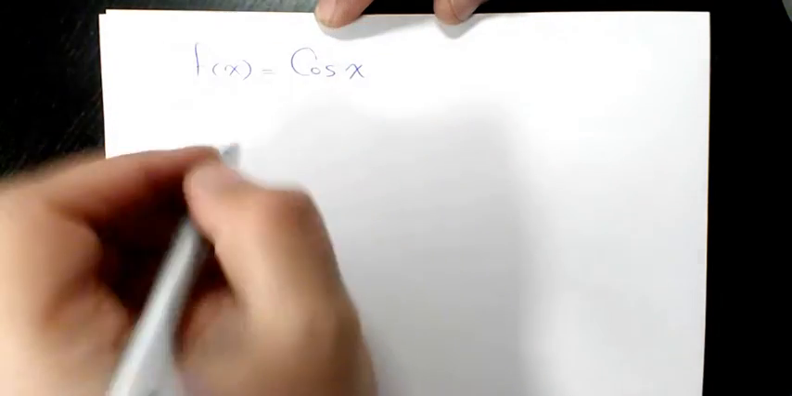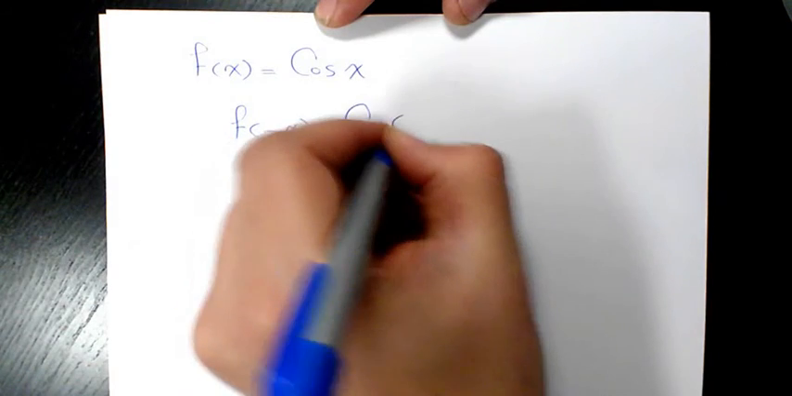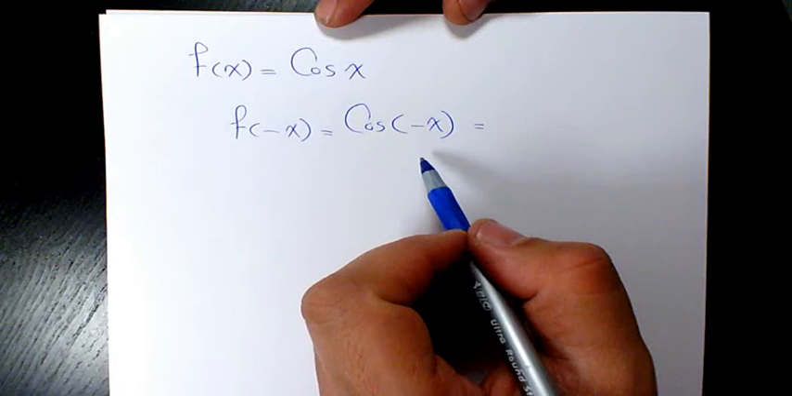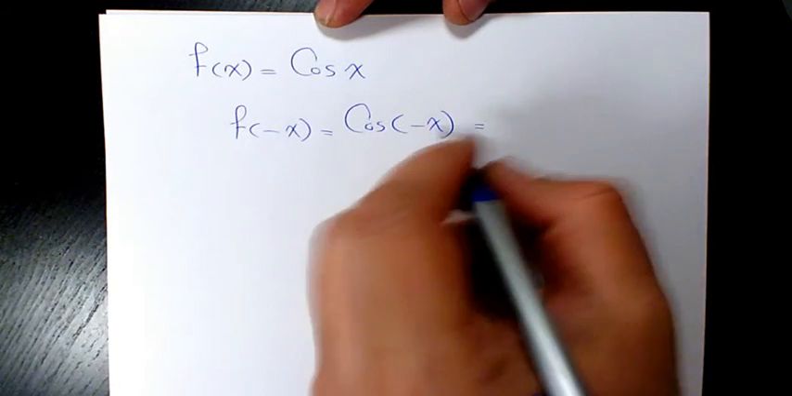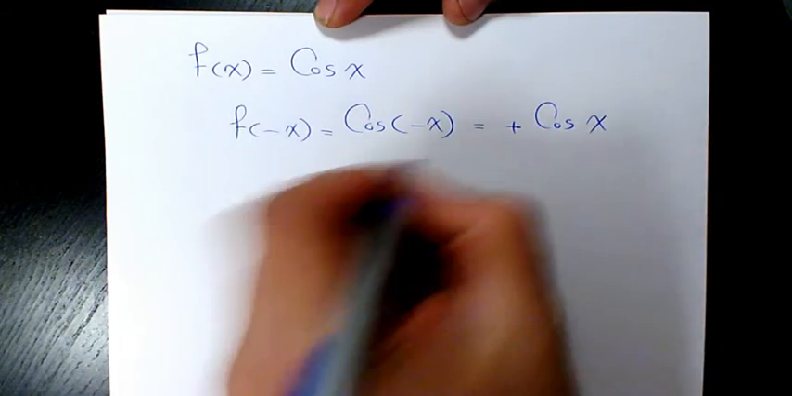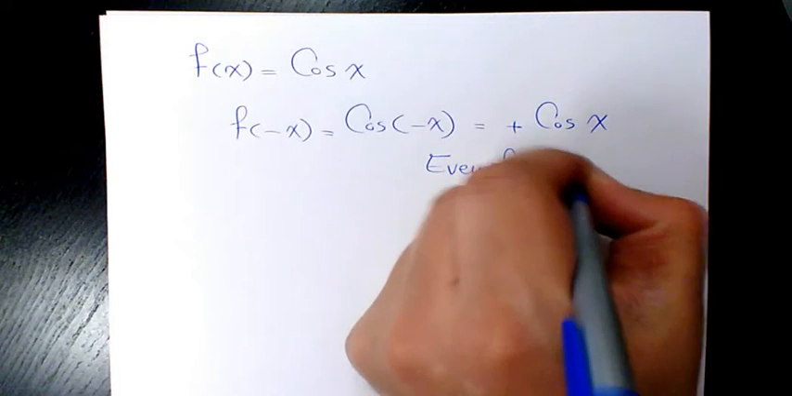Now let's take a look at the cosine function. f of x equals cosine x. f of negative x equals cosine negative x, and the cosine function in quadrant 4 is going to be positive, so that's going to be equal to cosine x. So we're dealing with an even function.